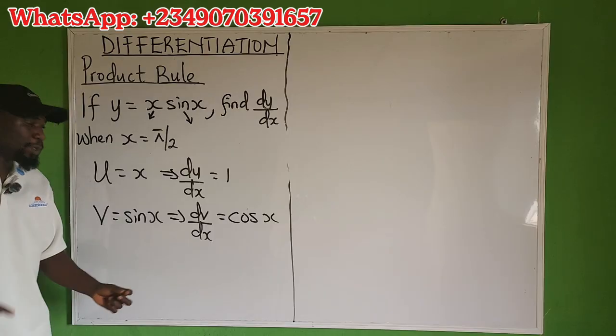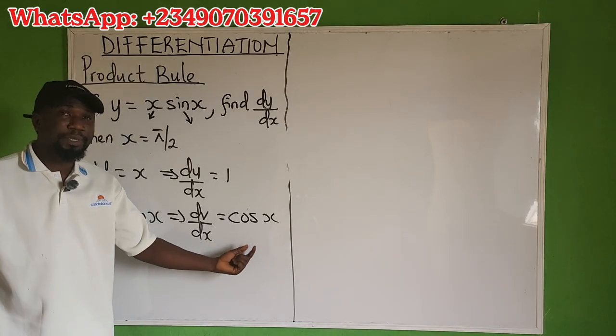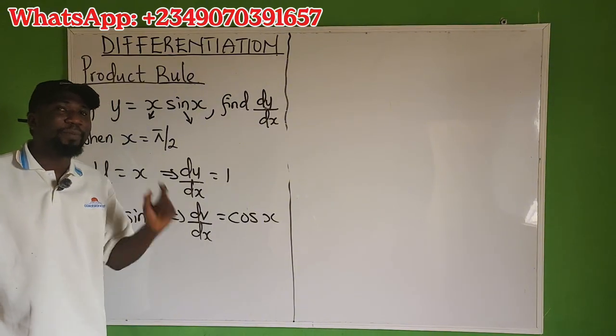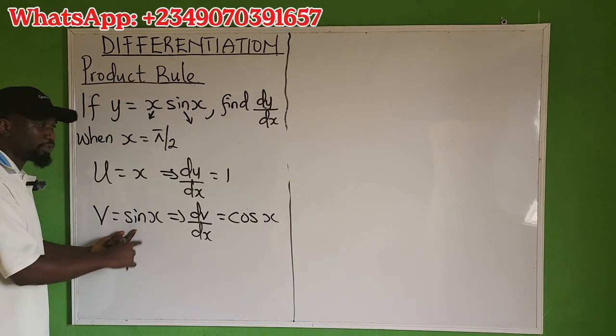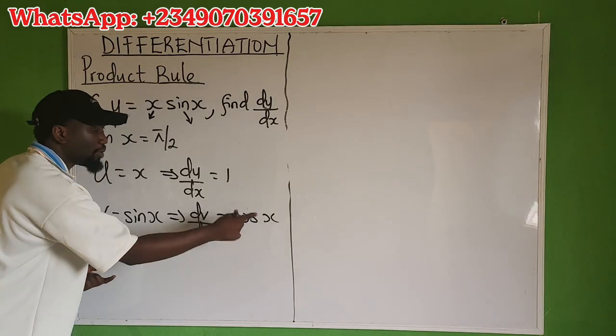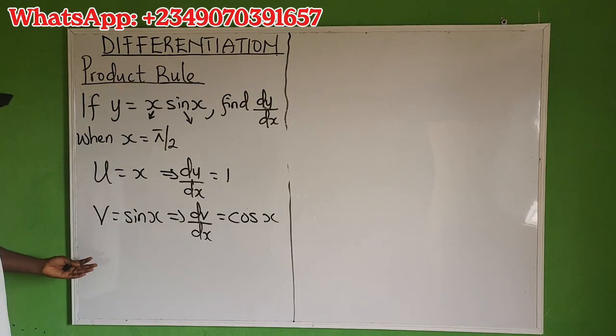Meanwhile, the derivative for cos x, if you are to find the derivative for cos x, is going to give us minus sine x. Take note, that of sine x is what? It is cos x. That of cos x is what? Negative sine x.